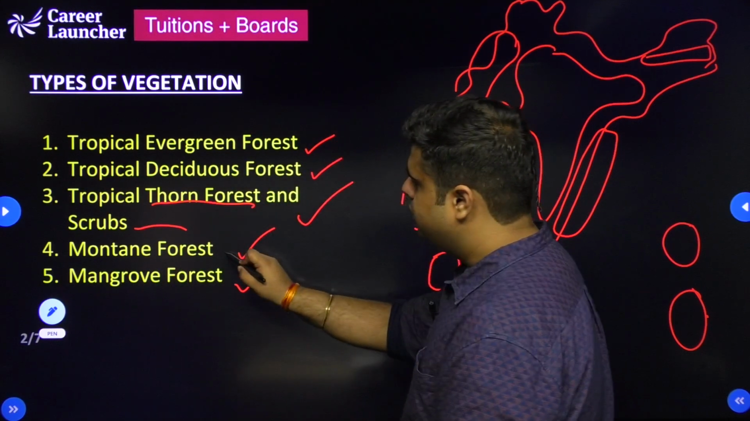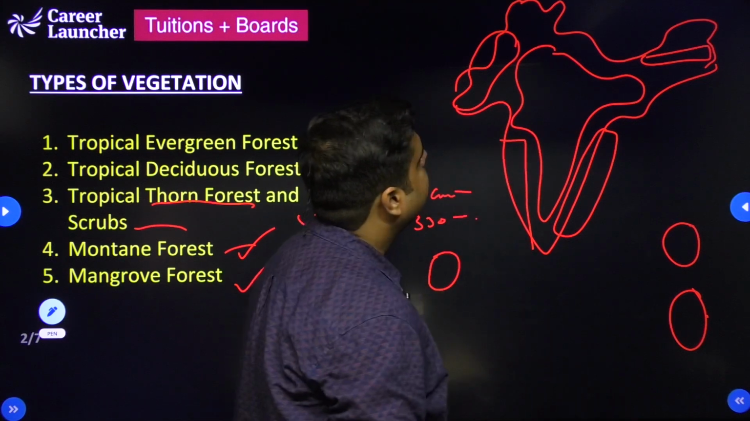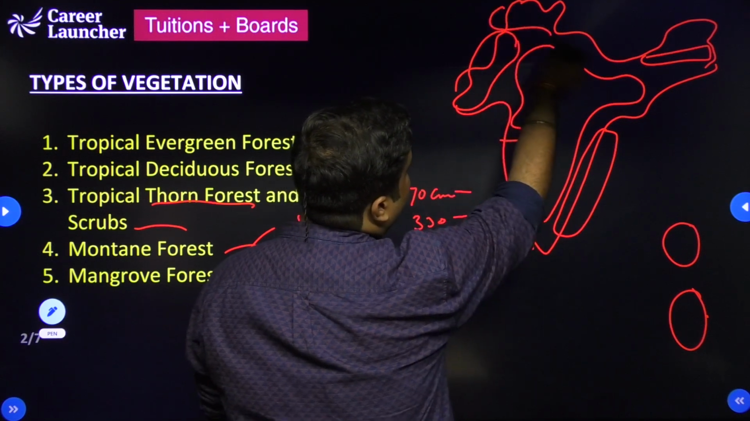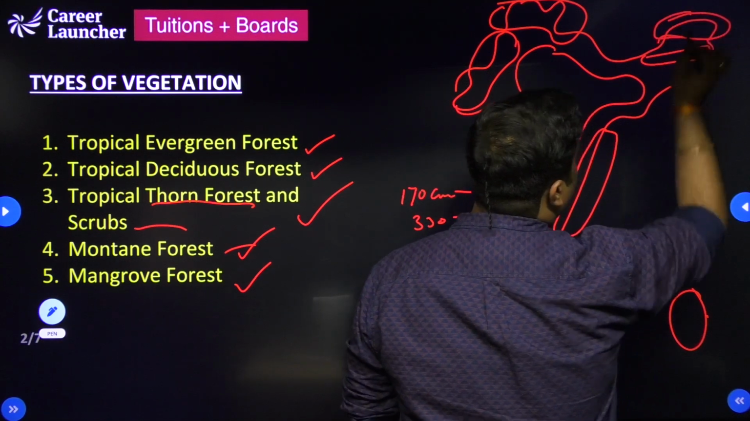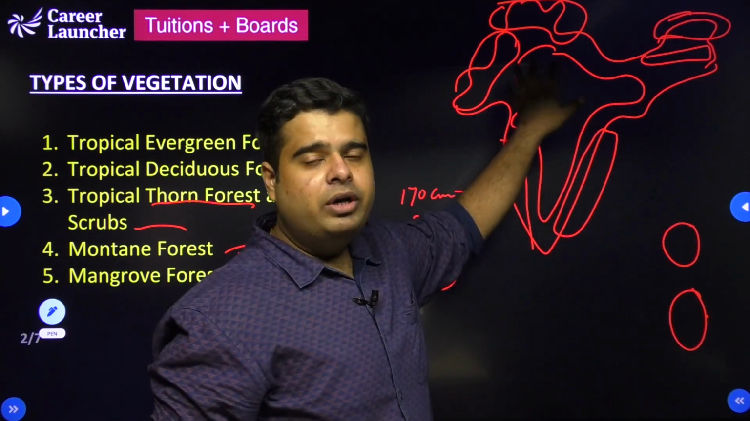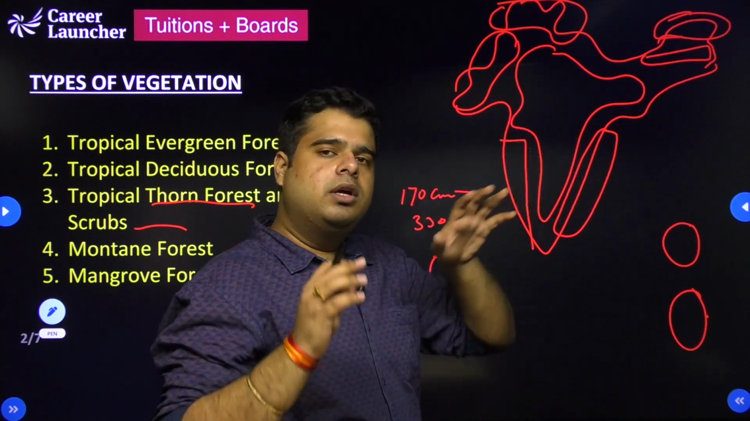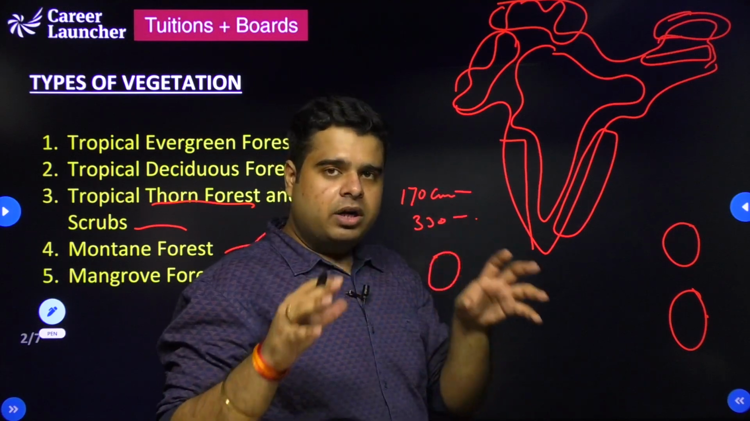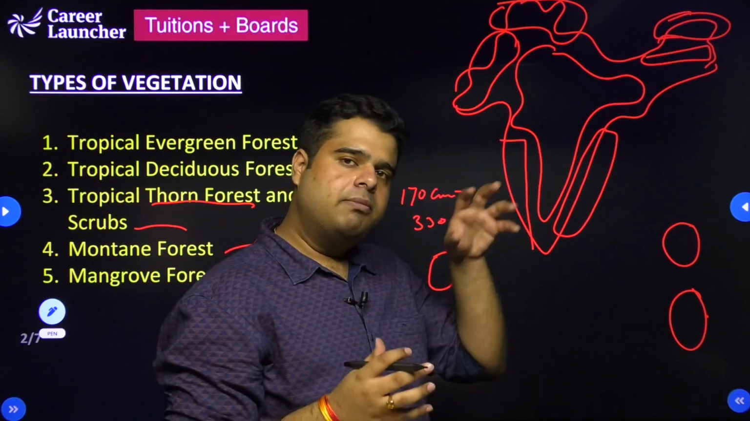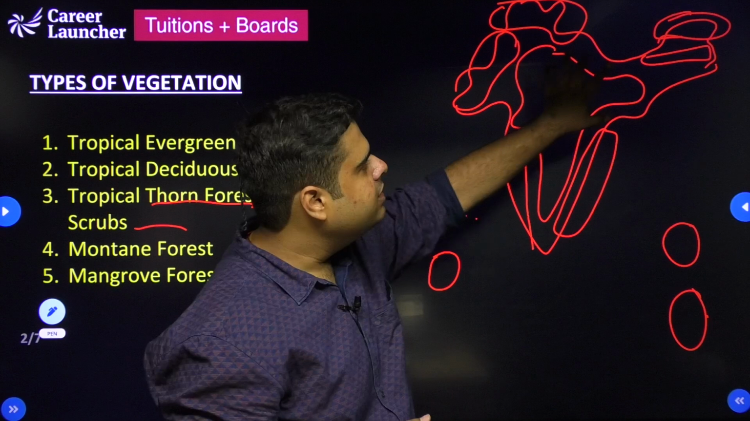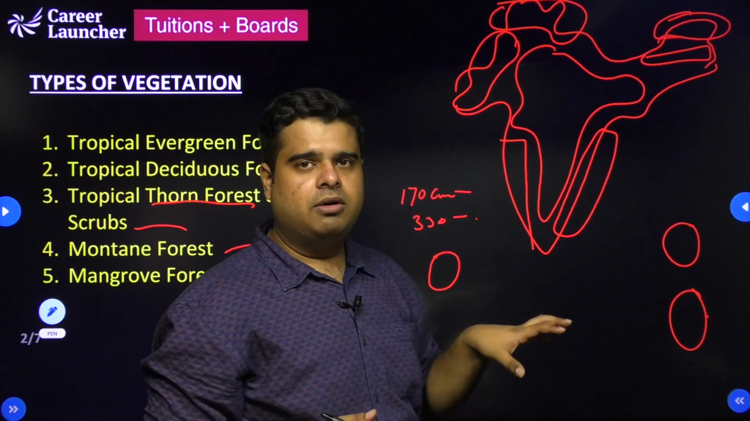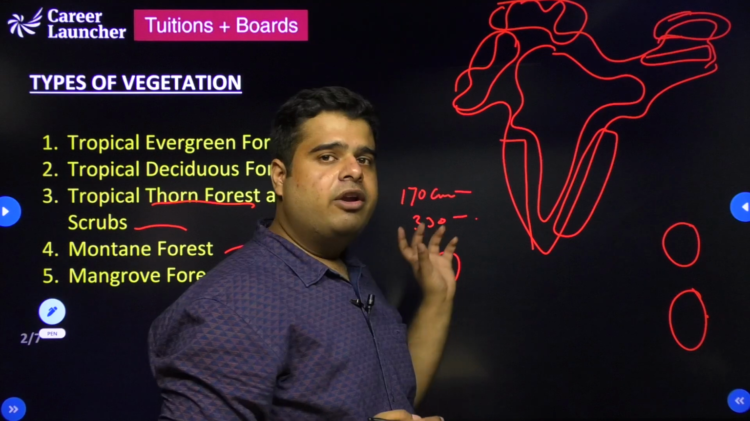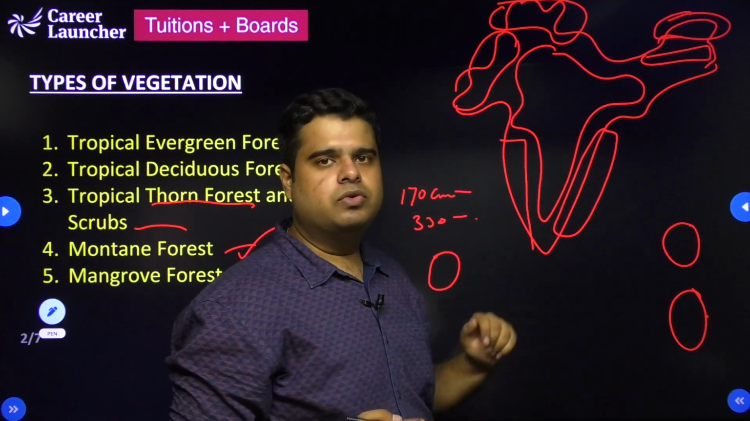The fourth one, the montane forest. These kinds of forests are majorly found in the northern portions and the eastern portion. The word montane refers to a region having a topography of mountains. So the northern part of India and the northeastern part of India have mountainous topography. So these kinds of forests are found in those pockets.